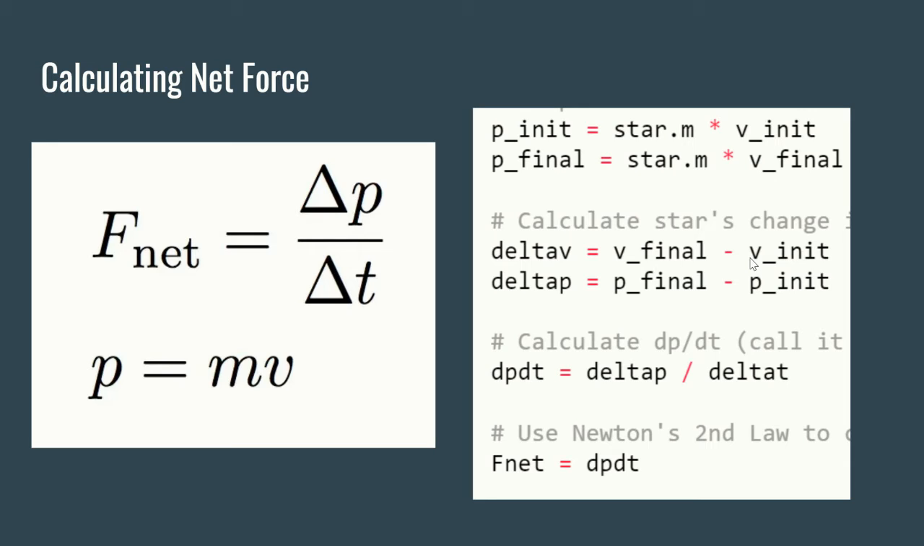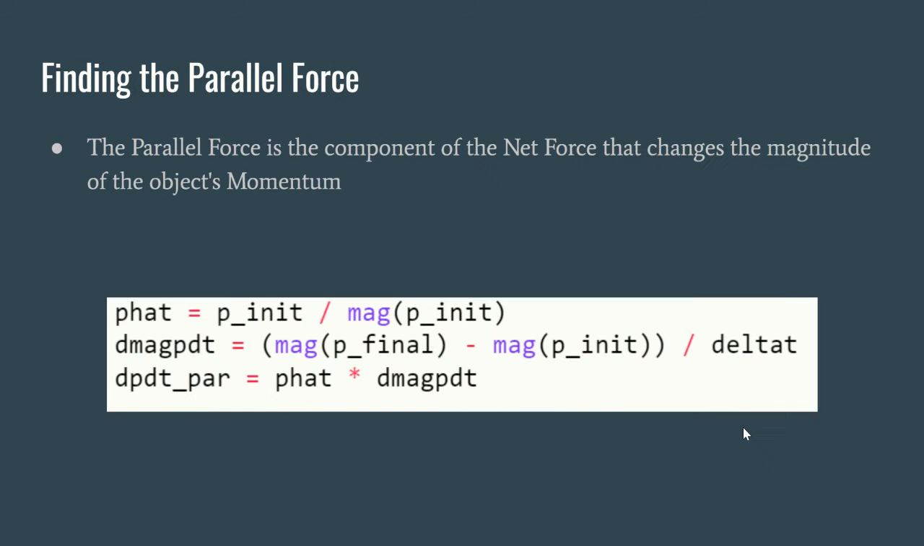How do we calculate the net force? As we know, F net is equal to delta p over delta t according to the momentum principle, and p is equal to mv. So over here, this code just demonstrates all of that. P initial is going to be the mass of the star times v initial, and the same thing for p final with v final. Delta p is just going to be the change in momentum, and then dp dt is just going to be delta p over delta t, and we're going to set that value to F net.